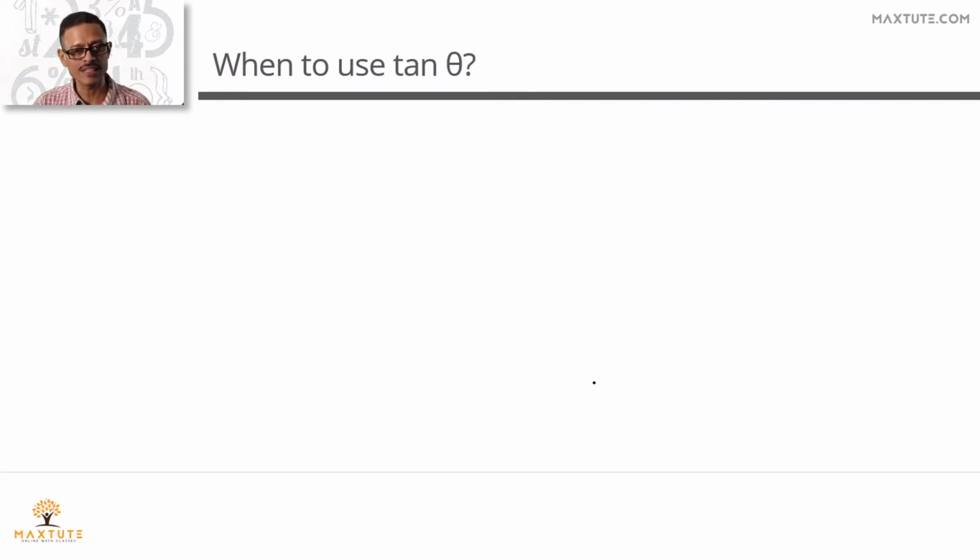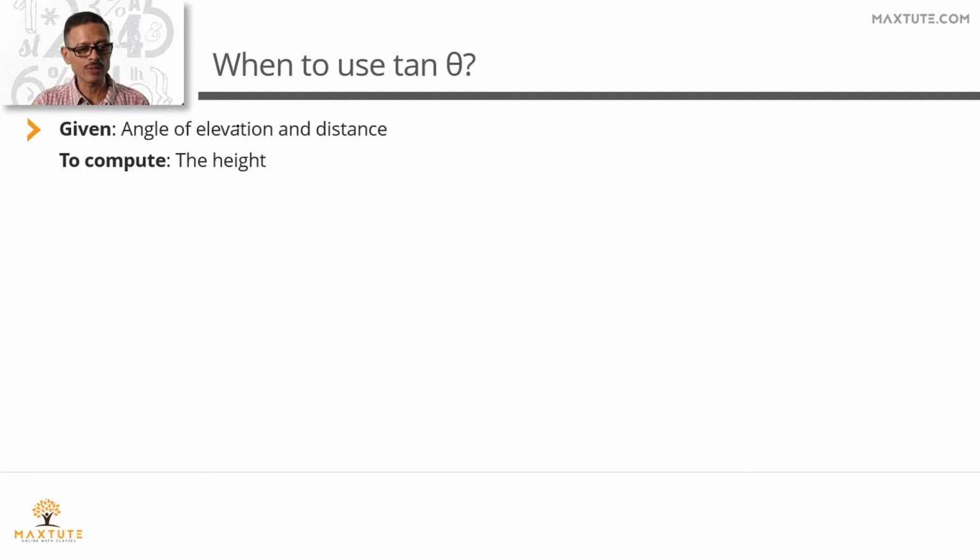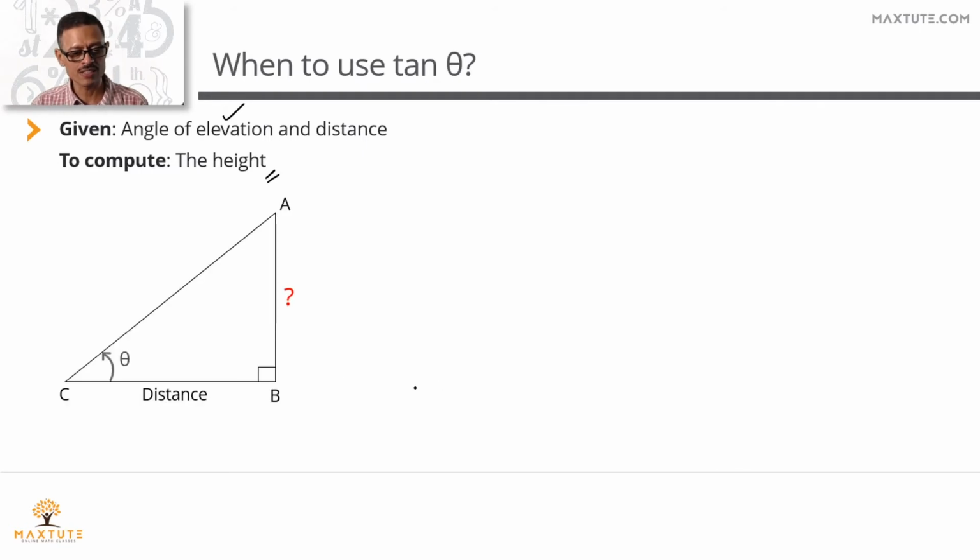Lastly, when will we use tan theta? We'll be using tan theta when we know the angle of elevation and the horizontal distance is known. What we need to find out is the vertical distance, which is the height. You know the angle of elevation, you know the adjacent side, which is the distance, and you're trying to find out the opposite side, which happens to be the height.